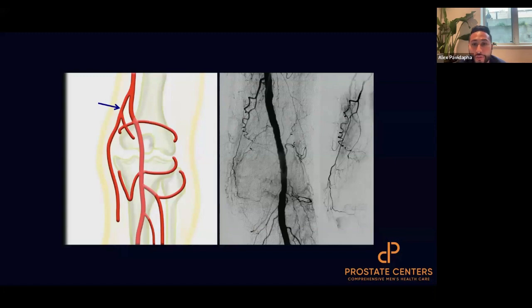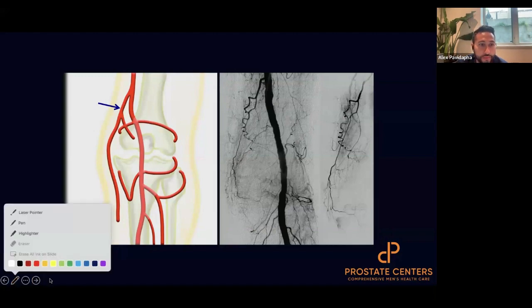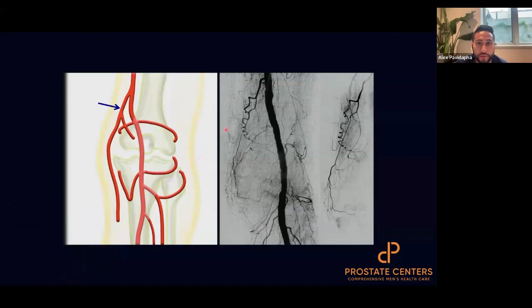I know the cartoon was pretty clean looking, but here this is what a knee looks like with bad osteoarthritis and inflammation and neoangiogenesis of the joint. So this is just depicting one of the culprits, which is the descending genicular artery here. I don't know if you can see my laser pointer here, but this is one of the branches that we would target.